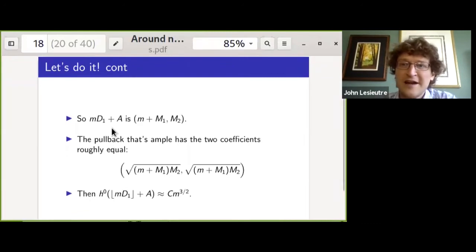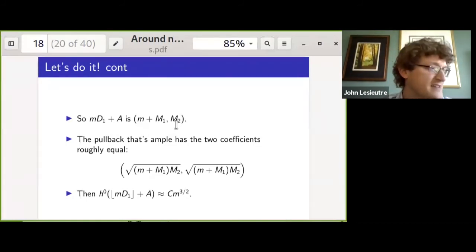And so, when you write it in coordinates, m d1 plus a is little m, that m that we're increasing, plus m1, comma m2, where those are just some constants fixed for all time, depending on what your a is. So you're going to pull it back until it's ample. Well, how do you tell when a divisor is ample? Roughly speaking, it's just when the two coefficients are on the same order of magnitude, right? The ample cone was just spanned by h1 and h2.